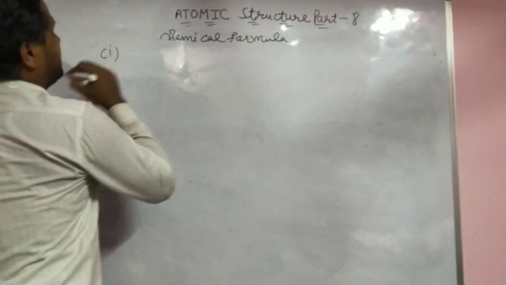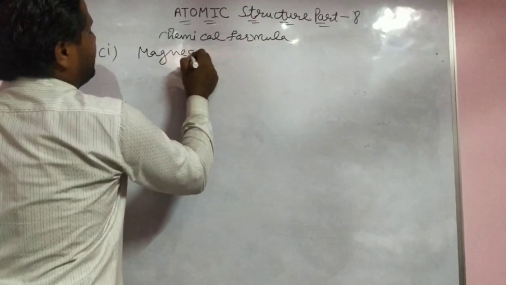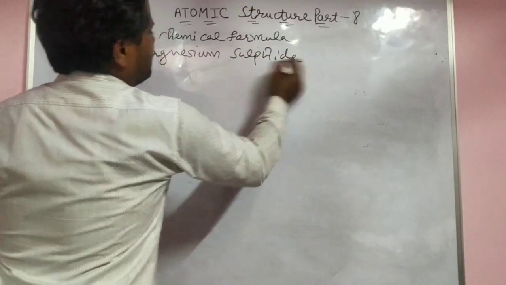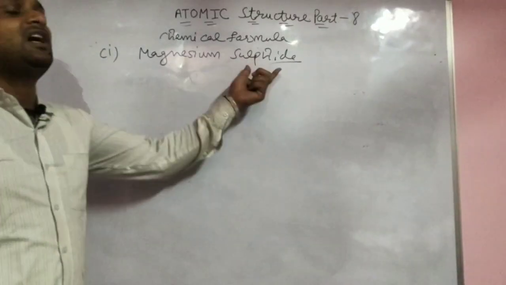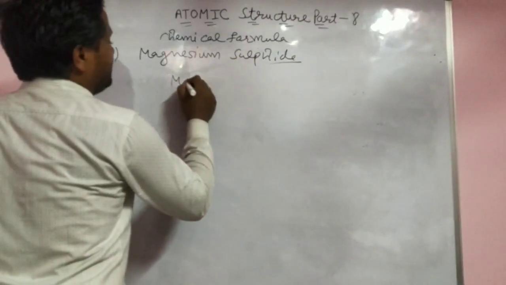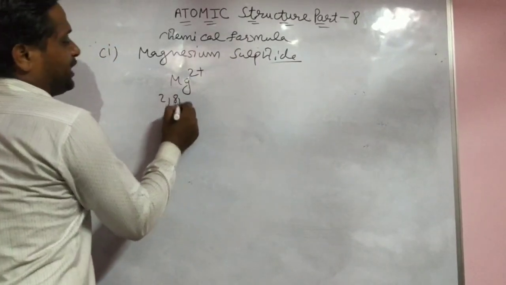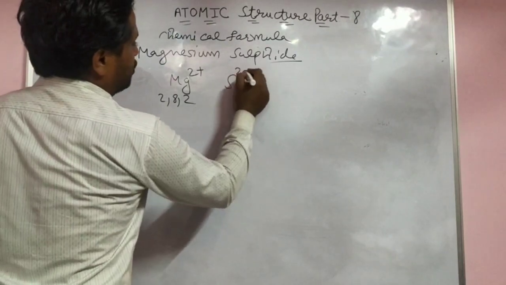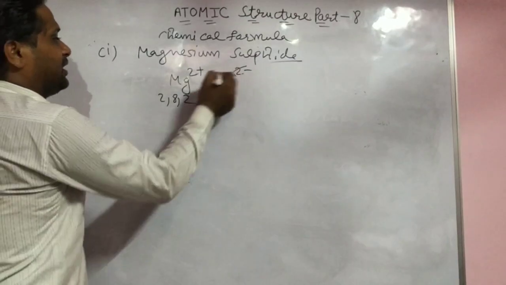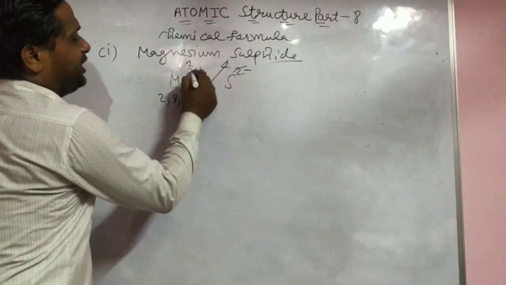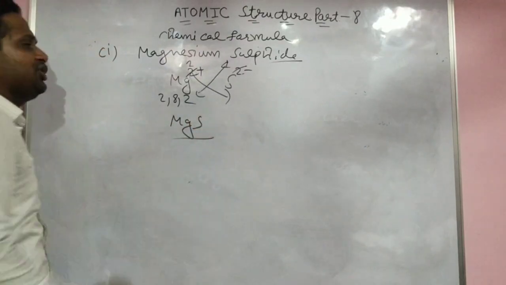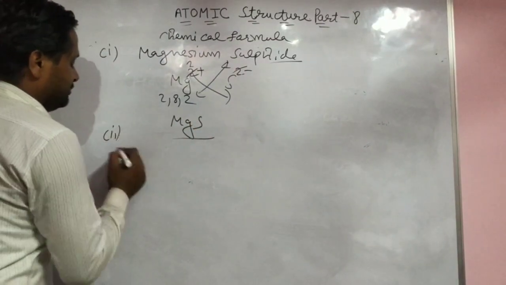For example, first is magnesium sulfide. It's very easy. According to the name, you pick these ions, write their symbols and use the crisscross method. Magnesium Mg 2 positive because 2, 8, 2 valency. Sulfide, you know, 2 negative. One more thing to keep in mind: if both are the same, cut on the table, then you cut. 1, 1. Then you put the valency on their feet. Yes, MgS, magnesium sulfide.